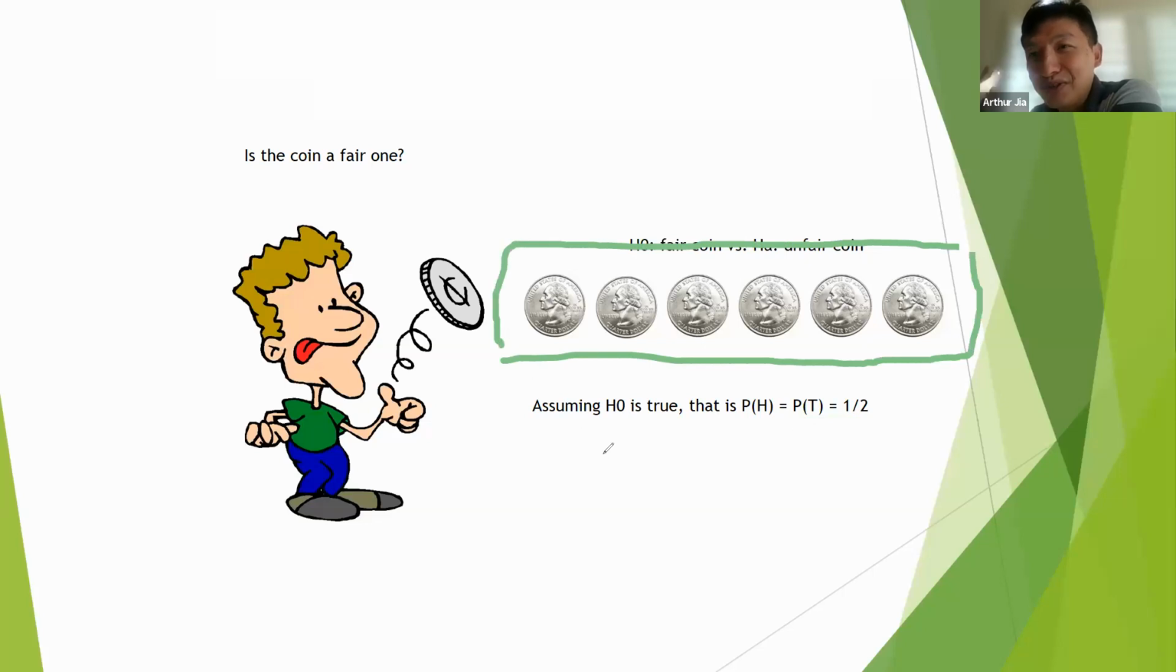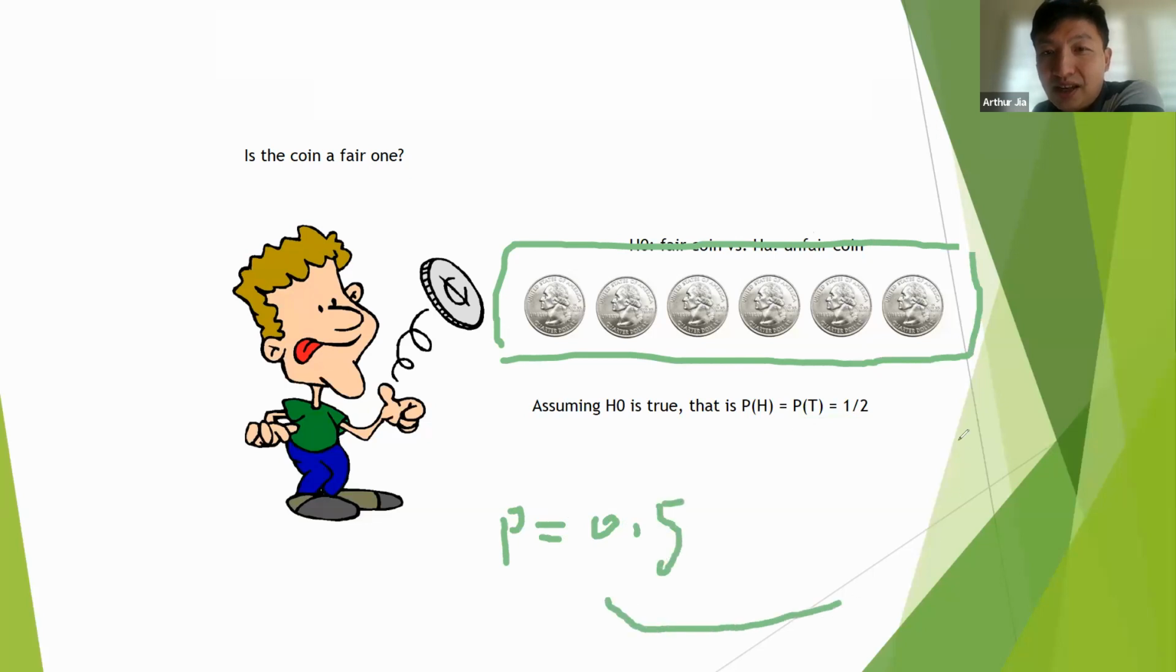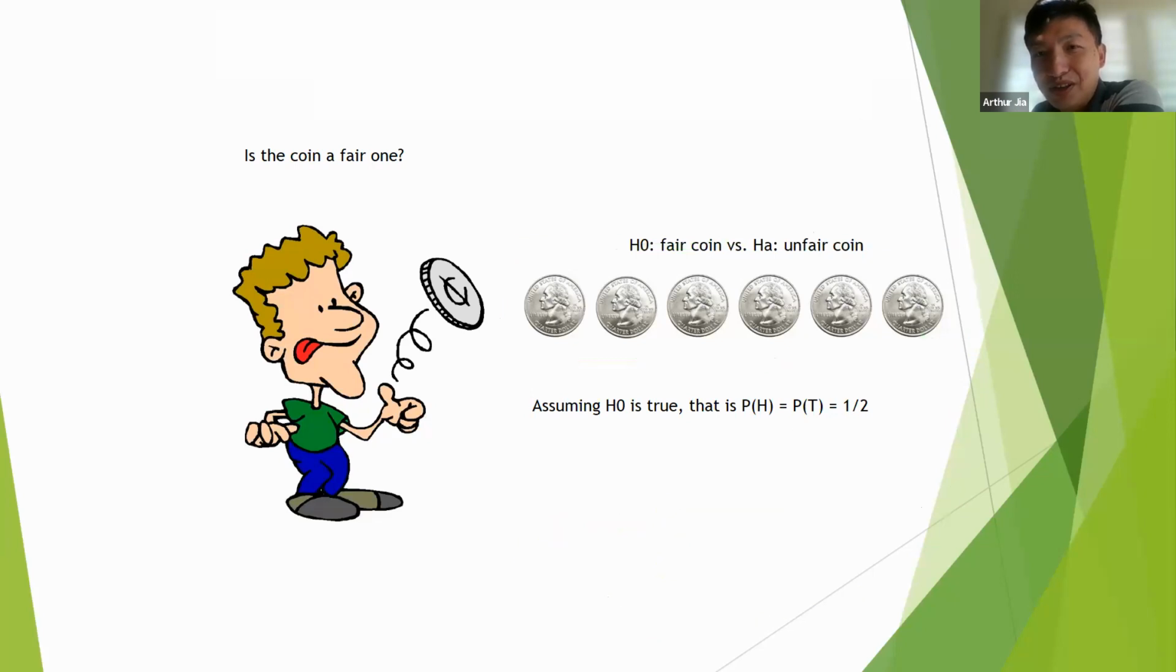So this is the rationale that we use to calculate the p-value. Based on p equals 0.5, we can calculate the likelihood of ending up with this outcome. This will give you the p-value. As you can see, the p-value will be very small, less than 0.05, which is strongly against the null hypothesis, the null distribution. Then we reject the null hypothesis, which means this coin is unlikely to be a fair one, right?